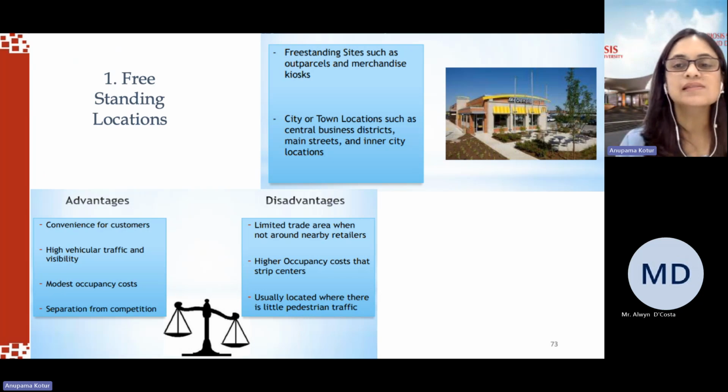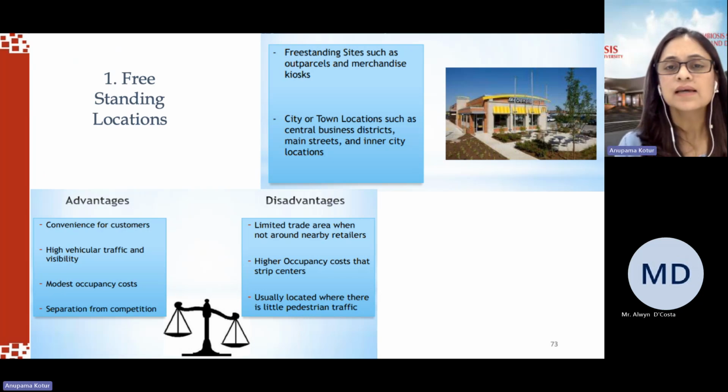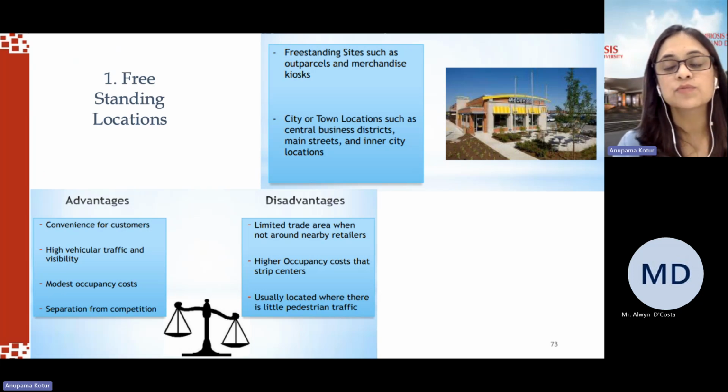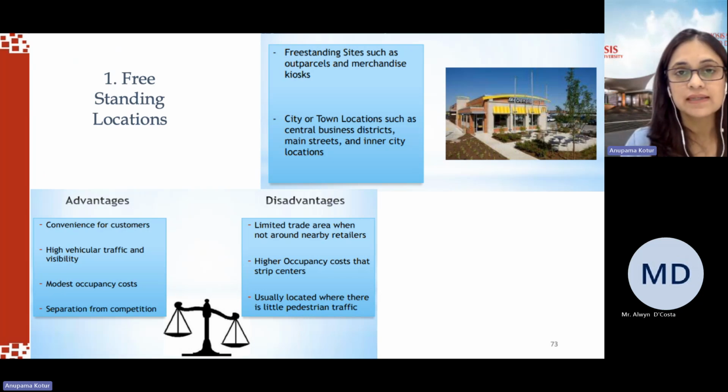However, we will see a lot of examples as we go along that might be relevant to the Indian context as well. Now, when I say freestanding location, under the first category of unplanned, these are essentially locations that are otherwise not planned to be locations for retail outlets. For example, it could be a location on the side of a highway, isn't it?